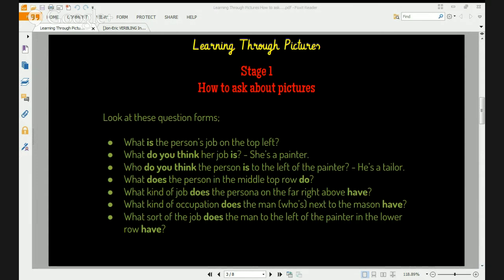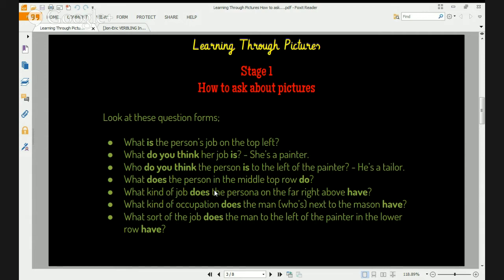So what I want you to do first is look at some of the question forms that we're going to use. This is taken from our last class. I put these examples in the notes, but let me share them with you now. What is the person's job on the top left? What do you think her job is? So these are 2 forms of the same question. One is with is, the other is with do.